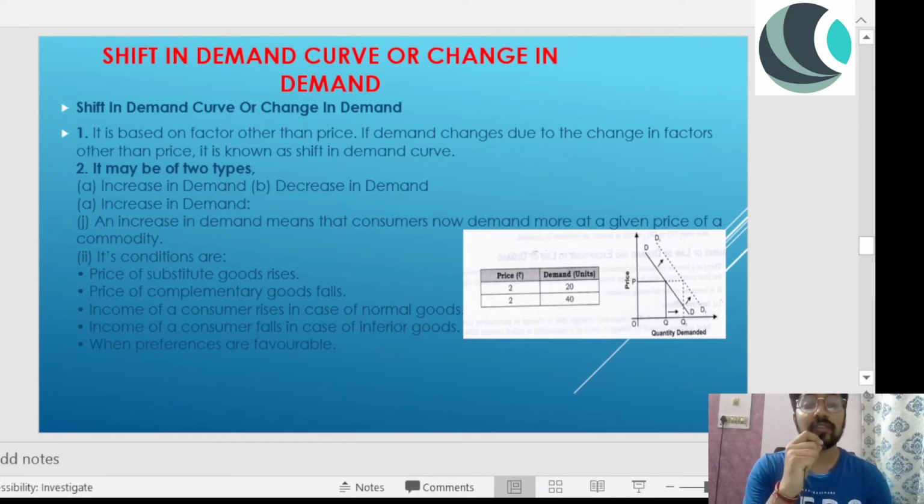Right. So in this class, we'll start with shift in demand curve or change in demand. The shift in demand curve happens because of all the other factors other than the price. Right. So if there is any change in price, there will be a movement in the demand curve.